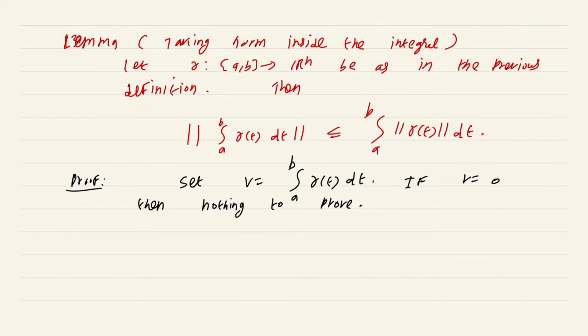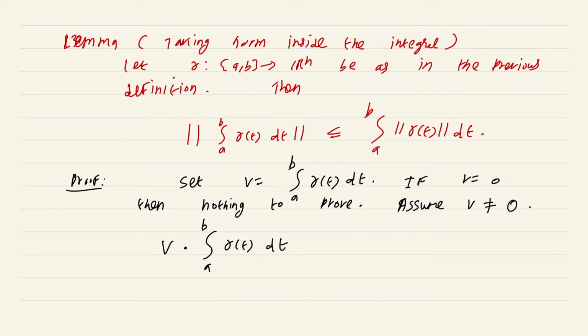Okay, so we can assume v is not 0. Assume v is not 0. Now what I am going to do is apply the Cauchy-Schwarz inequality. You first look at v, the standard dot product, the standard inner product, with the integral from a to b of gamma of t dt. Note carefully, the left hand side is nothing but v dot v.